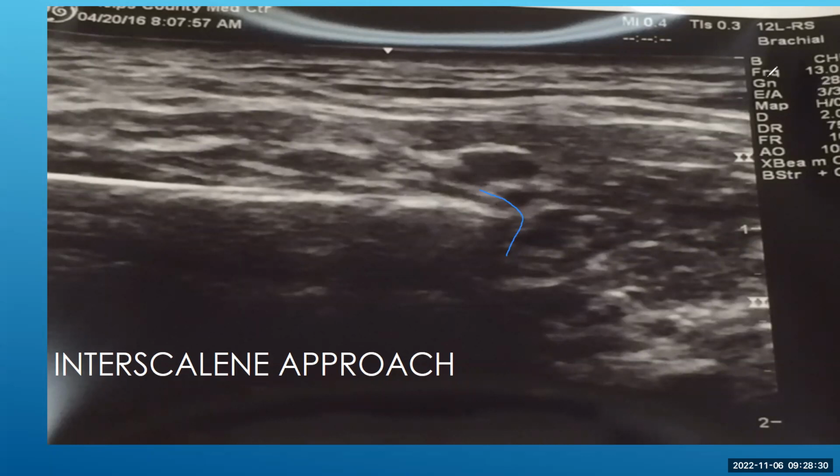So again, you can see that the frequency with this image is at 13. So it's a shallow image. We're less than 2 centimeters. Really the target that we'd like to contact the brachial plexus is less than 1 centimeter. So it's appropriate to have high frequency.